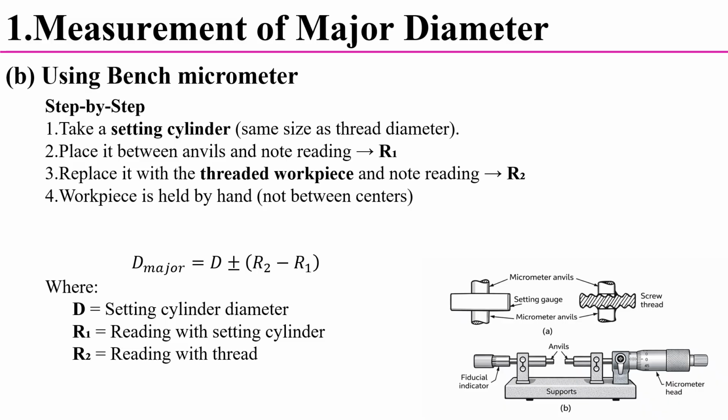Then the major diameter, D major, will be D plus or minus (R2 minus R1). Here D is the setting cylinder diameter, R1 is the reading with the setting cylinder, and R2 is the reading with the thread workpiece.